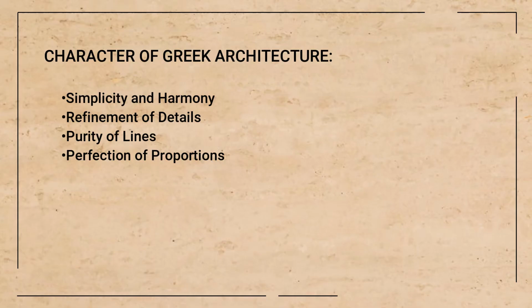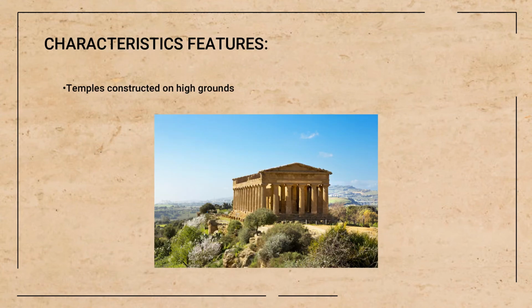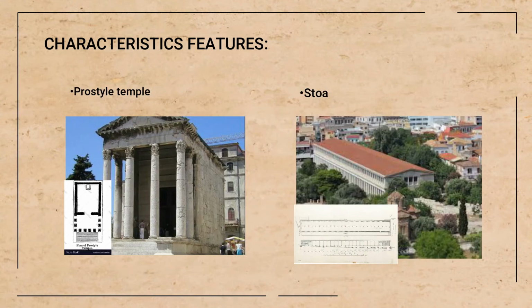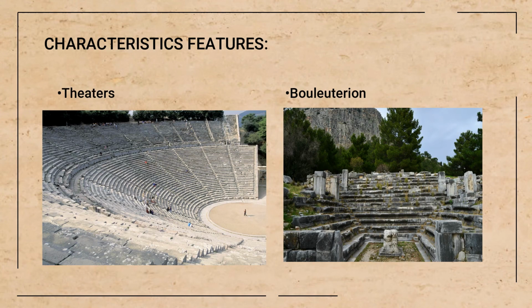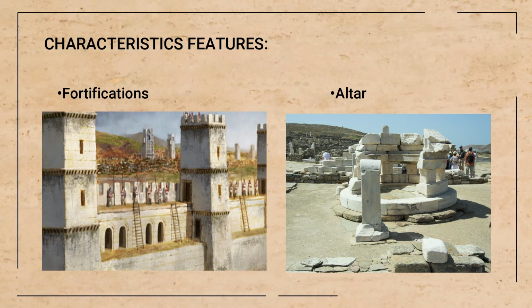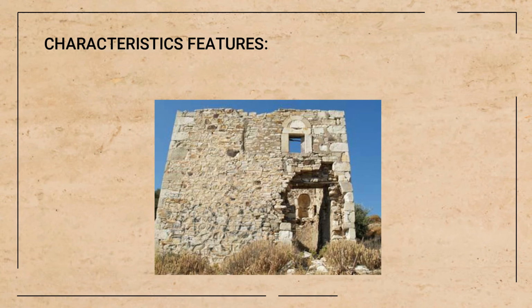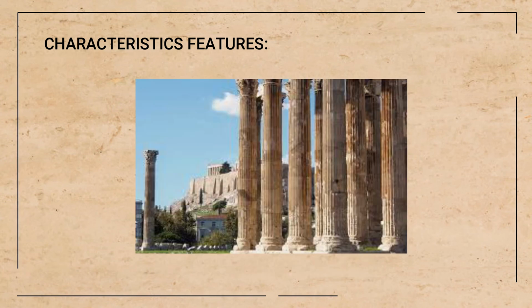The character of Greek architecture is simplicity and harmony, refinement of details, purity of lines, and perfection of proportions. The characteristic features: temples constructed on high ground so people can see them from all angles. Prostyle temple, stoa, a Greek architectural word meaning covered walkway. Theaters, bouleuterion, fortifications, altar, colonnade surrounds the temple. Walls were made of stones. Marble structures completed the buildings.